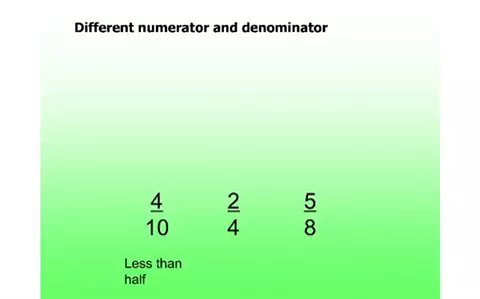Okay, so 4/10 would be less than half, right? Because half of 10 is 5, and so 4/10 is smaller than that. 2/4, well, 2 is exactly half of 4, so that must be about half, right kiddos? And 5/8, well, half of 8 would be 4, so that would make 5/8 more than half.